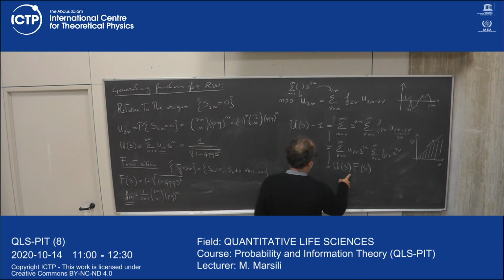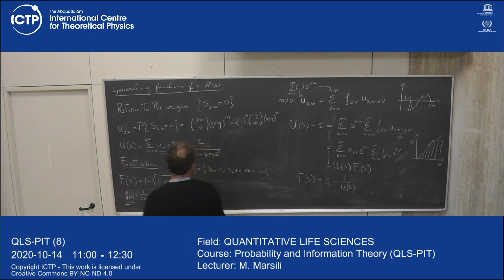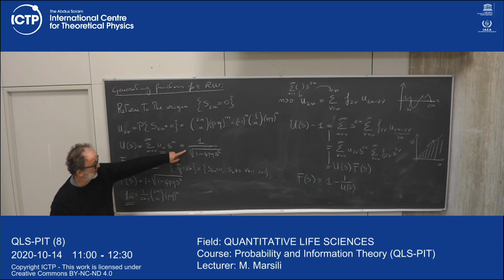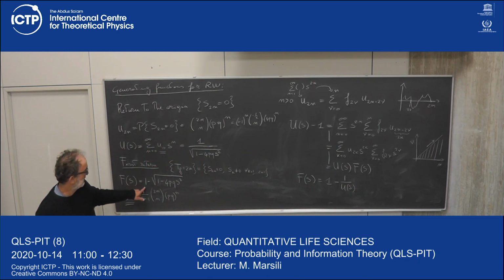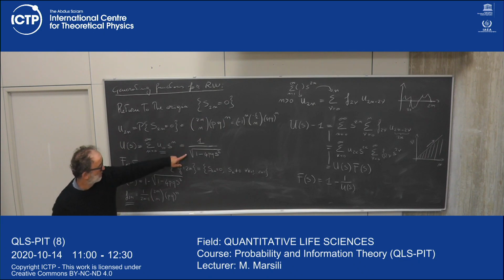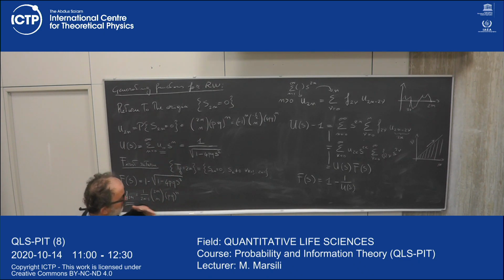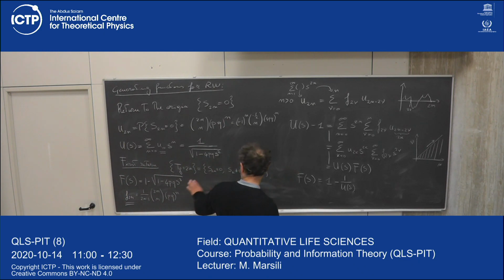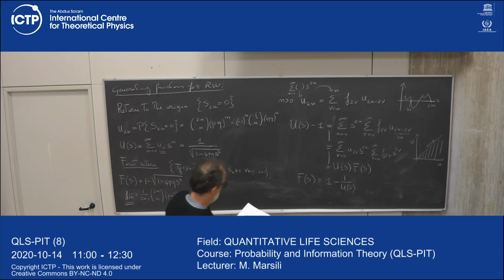What you see then, if you divide by u of s, is that f of s must be equal to 1 minus 1 over u of s. And you see that this is exactly true. If you take 1, this is exactly 1 minus 1 over u of s. Okay? So this is a useful check for our formula, and whenever it is possible to check your formula, you should do it.